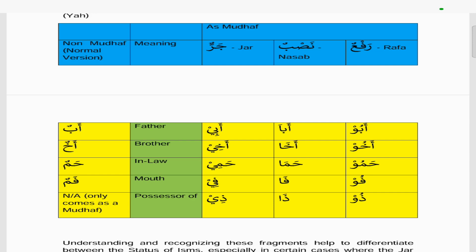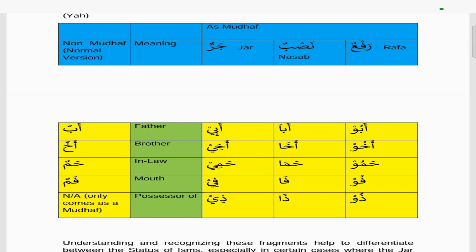Then hamun, which is in-law. Hamu, again the waw indicates rafa. Hama, the alif indicates nasab, and hami, the ya indicates the jar. Then famun, which means mouth. Then fu, again the waw indicates rafa. Fa, the alif attached to the fa, indicates the nasab, and fi, the ya, indicates the jar status.